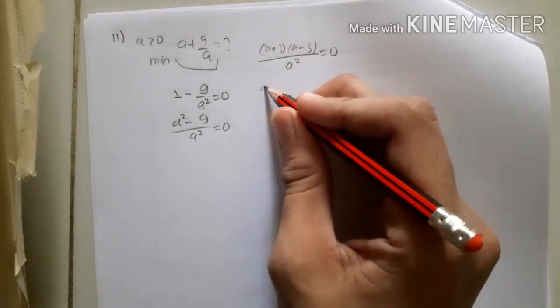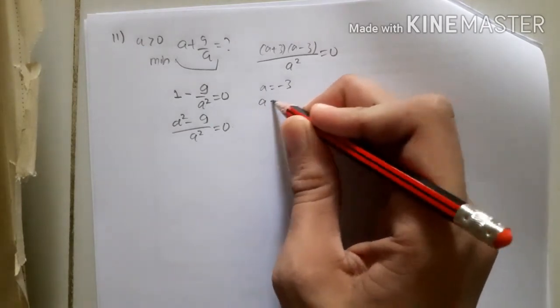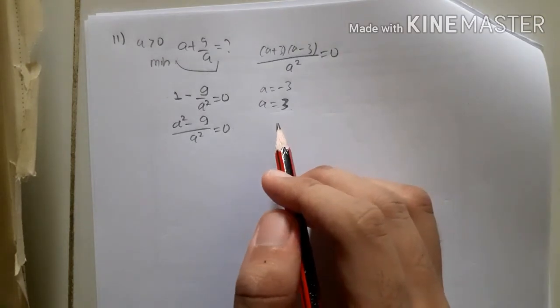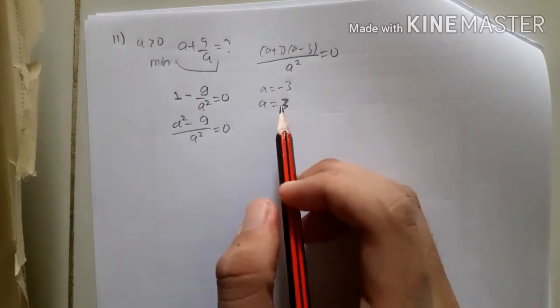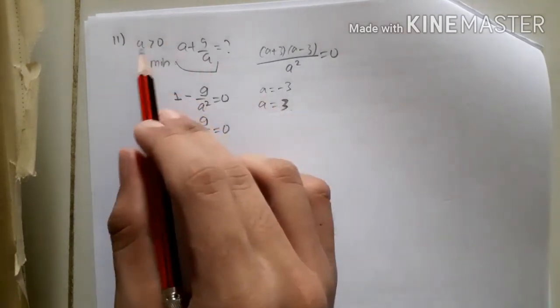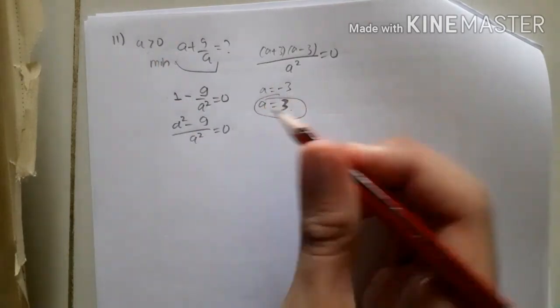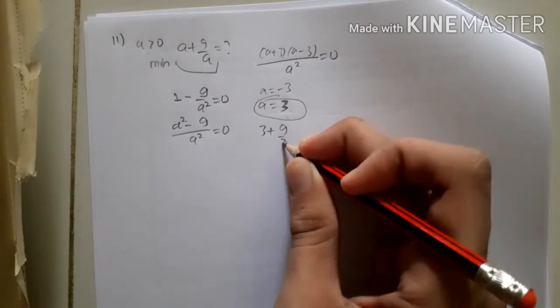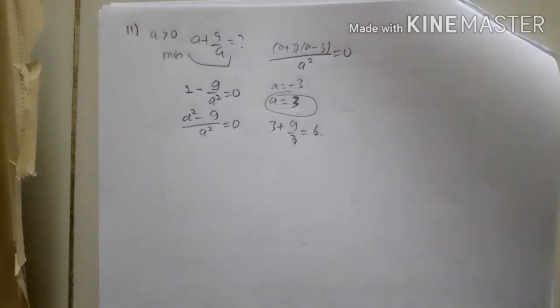So a is minus 3 or a is 3. If you look at the question, a should be greater than 0, so a is 3. When we substitute, 3 plus 9 over 3 is 6. So this is the minimum value of a plus 9 over a.